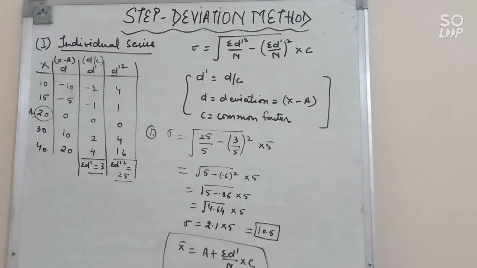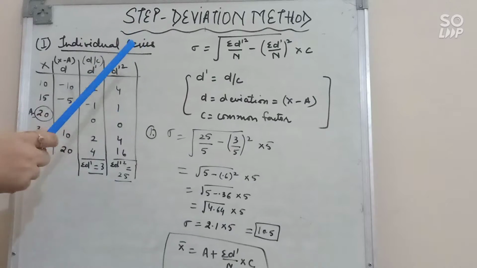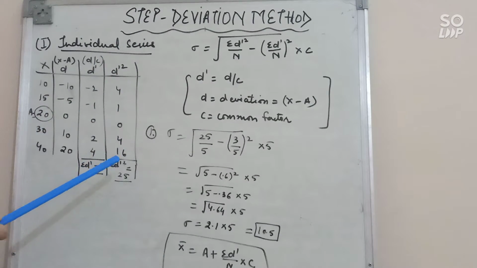Good morning students. We are doing the chapter standard deviation, and today we will do the last method under standard deviation, that is the step deviation method. We have done this method under mean also. Step deviation means we will take d dash and calculate d dash with the help of deviation. So let's see the formula in our individual series with the step deviation method.